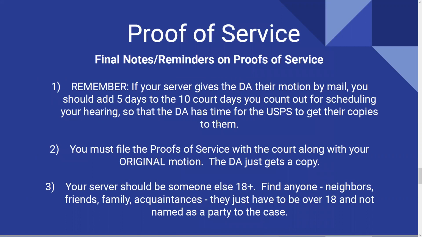And just a couple of notes and reminders on proof of service before I show you what it looks like to fill one out. So remember, if your server gives the DA their motion by mail, you should add 5 days to the 10 court days that you count out for scheduling your hearing. So the DA has time for the US Postal Service to get their copies to them. Again, that's 5 calendar days that you're going to add to the 10 court days when you pick your hearing date. So next, you're going to file the proof of service with the court along with your original motion. The DA just gets a copy of your original motion.